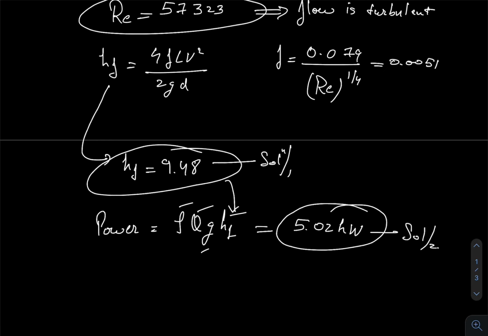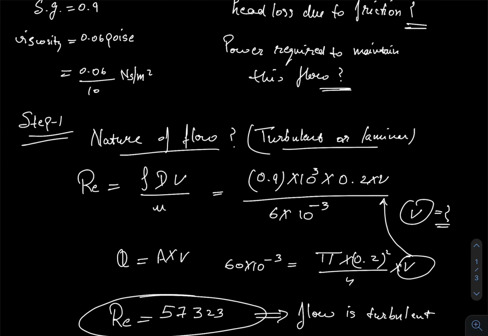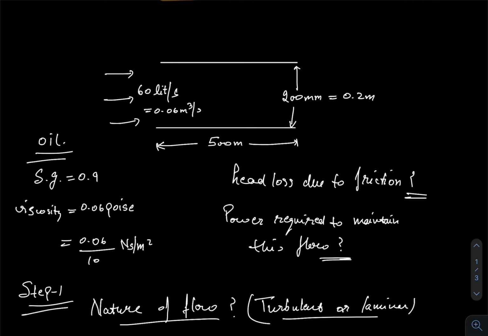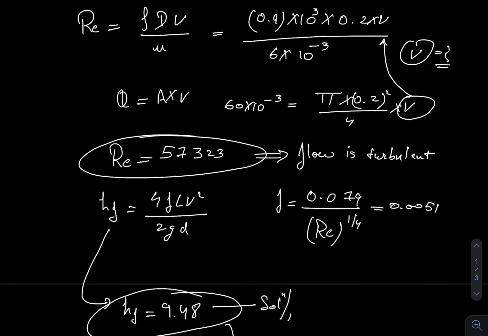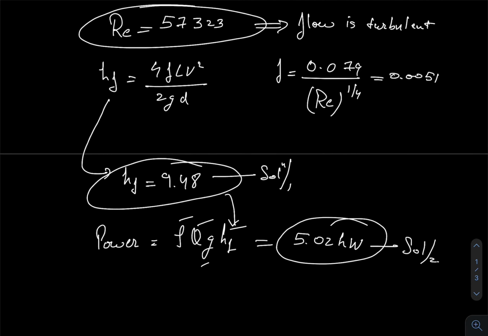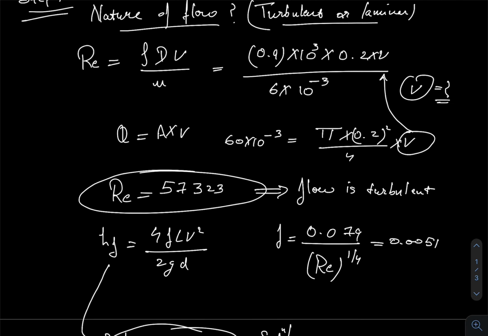So this is what I needed to calculate in this numerical. One, the head loss due to friction. The second, the power required to maintain the flow, and we have calculated both for this oil flowing in a pipeline. I think it's quite simple. In any practical situation, if you're working in industry and your boss asks you to calculate the power of the motor that we need to install in the factory, you can approach it this way: collect all the parameters and solve, and you will get the power that is required to pump the fluid.